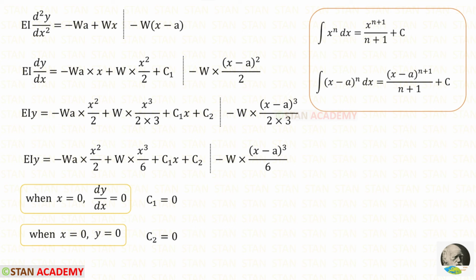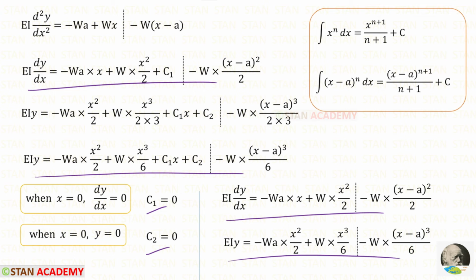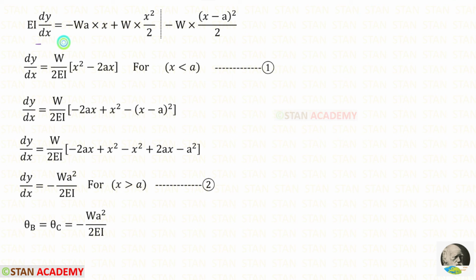Also, in the fixed support, the deflection will be 0. So when x is 0, y will be 0. In this equation, we can apply both of them. We should not consider this term. In this way, for C2, we will get 0. In these two equations, we can apply the values of C1 and C2, so that we will get these two equations. Now let us take the slope equation.